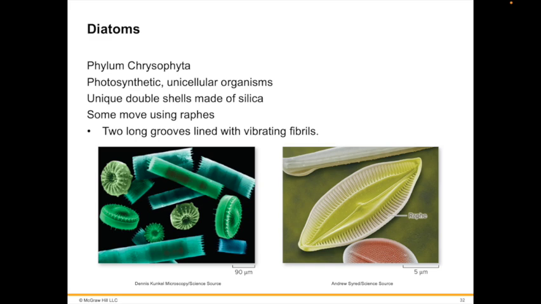The diatoms. They are unicellular organisms with double shells. As you see here, they are beautiful. So diatoms have silica in their cell walls, and each diatom produces two overlapping glassy shells. And they fit like a box and lid.